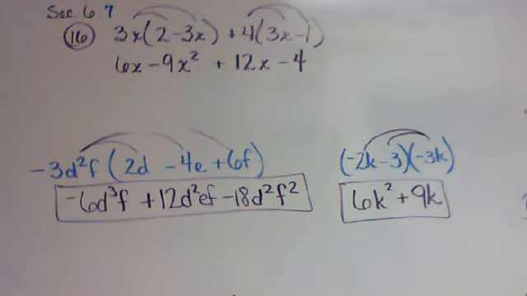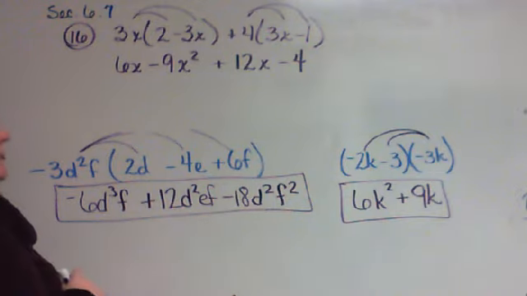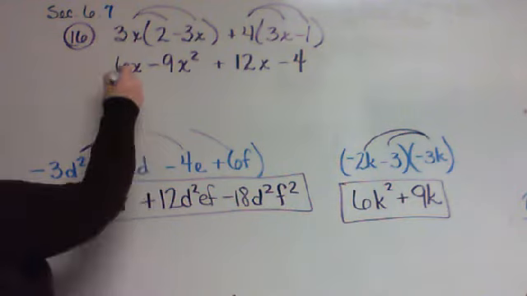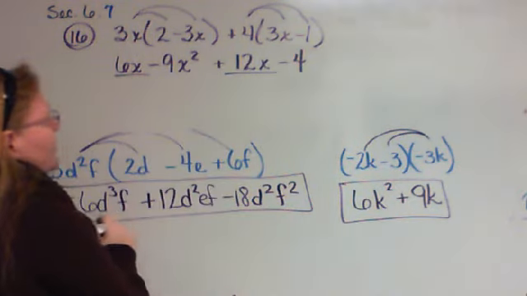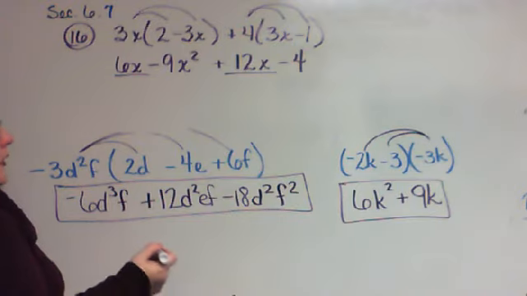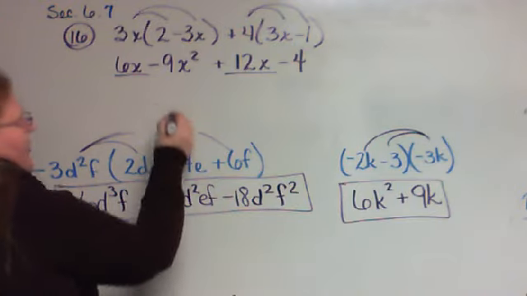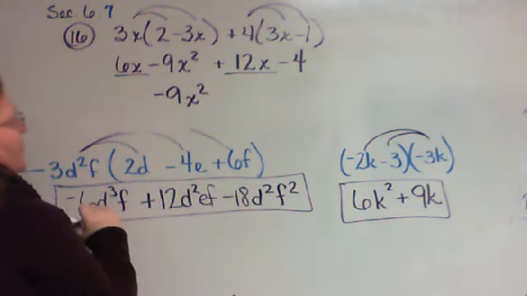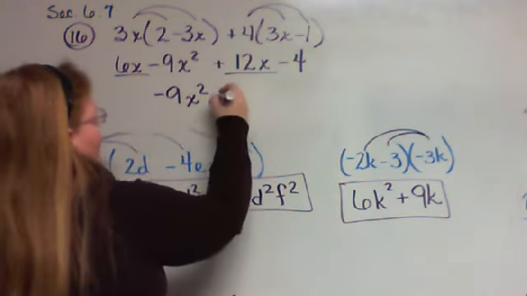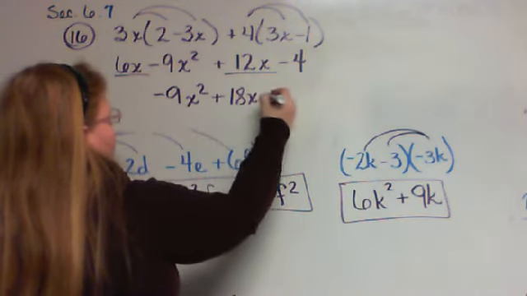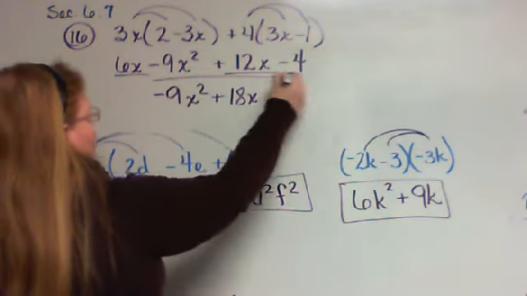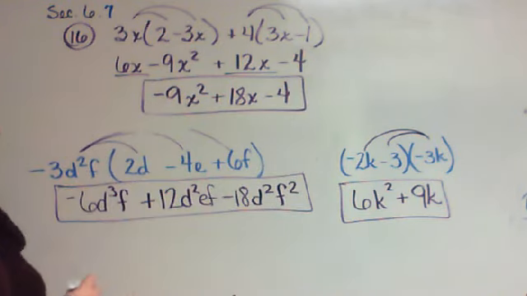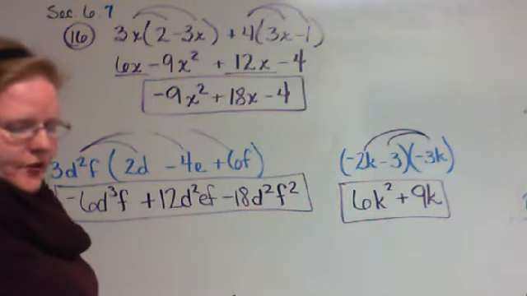Now I need to combine like terms because I have like terms. We didn't have any like terms when we were down here. They were all different. But up here we have some like terms. We have a 6x and a 12x. Not only do I need to combine like terms, but if I wanted it to look like the back of the book, I better put them in descending order. So I'm going to start with my negative 9x squared. Then my 6x and my 12x gives me 18x minus 4. You don't get much more difficult than that in this section.